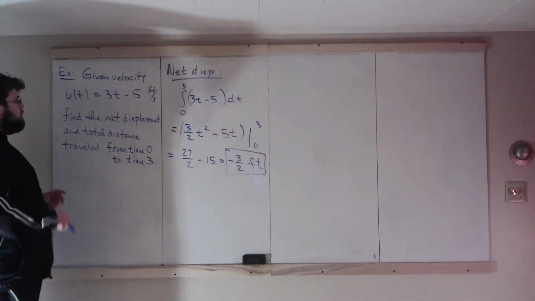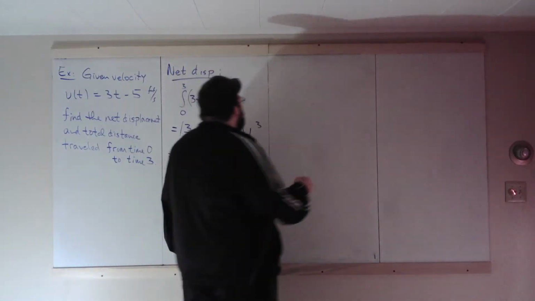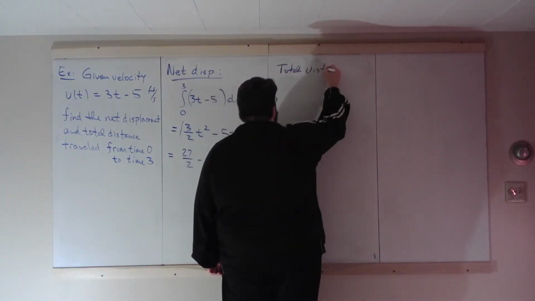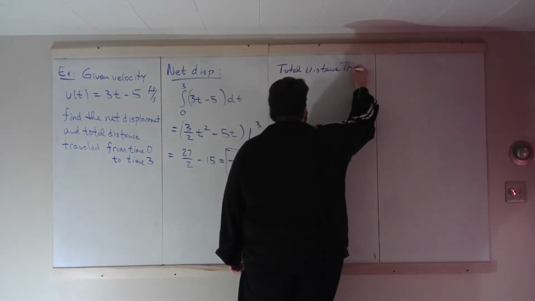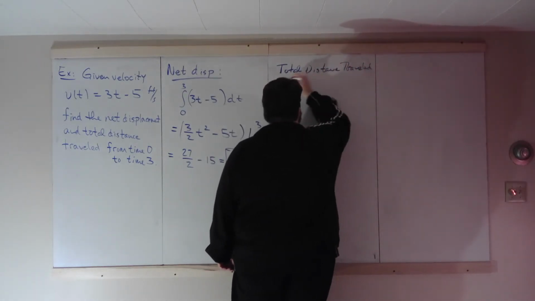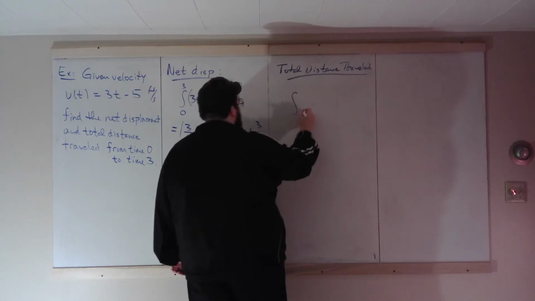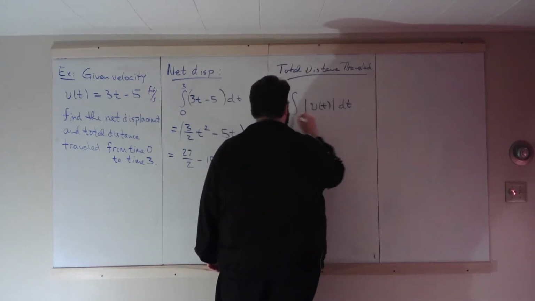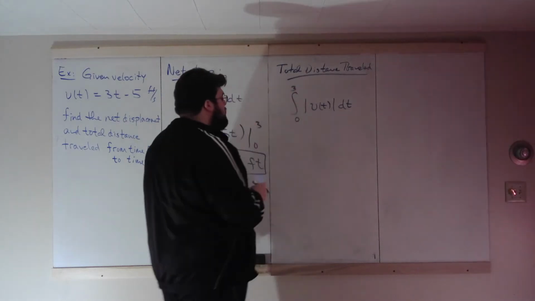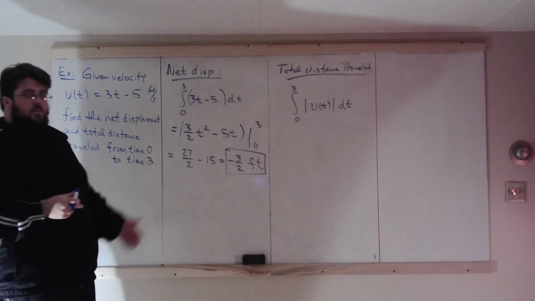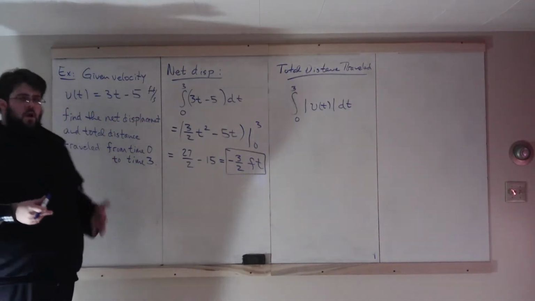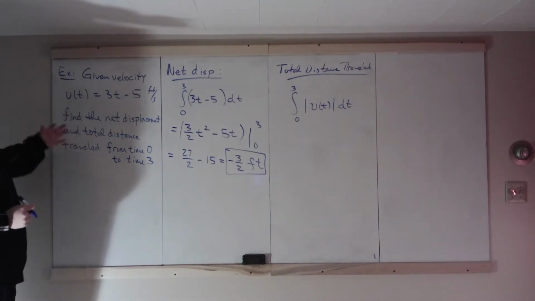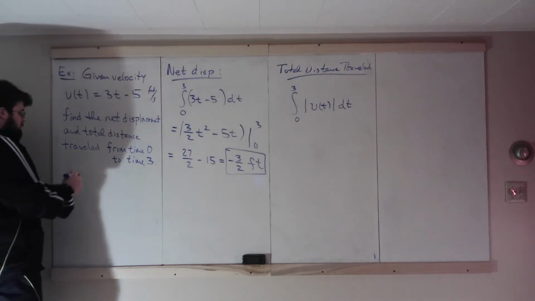Now how about the total distance traveled? Well, we know that for total distance traveled, we would need the integral of the absolute value of our velocity function, again on 0 to 3. But how do we do that? Well, in the previous example, it was clear where the velocity was positive and where it was negative. In this one, it's not immediately clear where the velocity is positive and where it's negative.